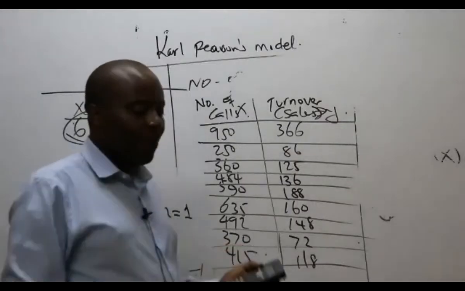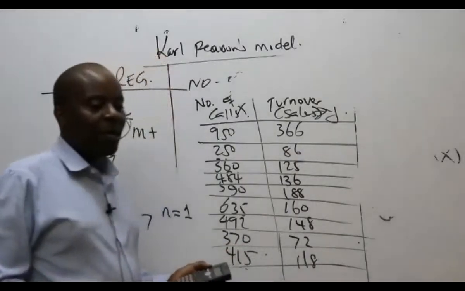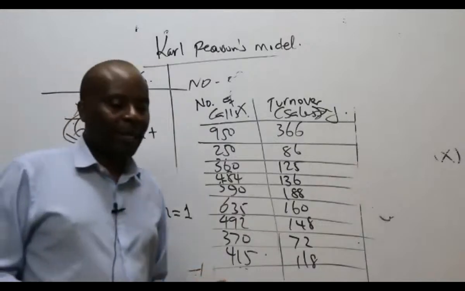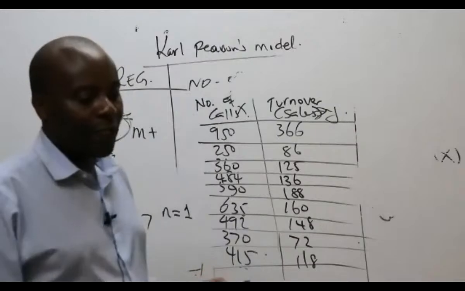13, 15. Then you say M plus. What are you able to see there? You say M plus. It says N equals 3.